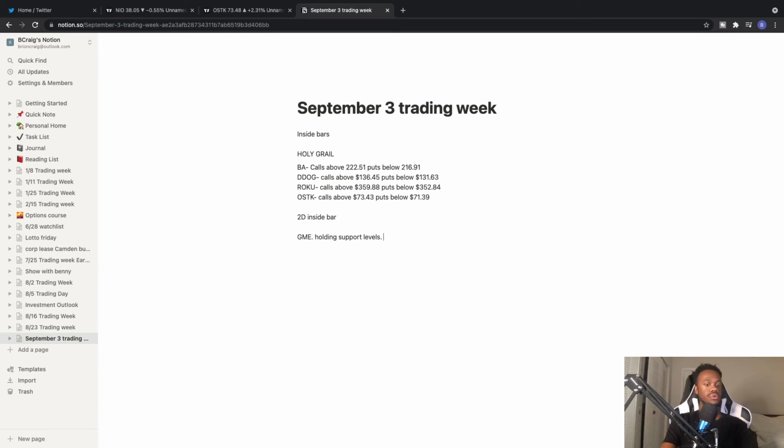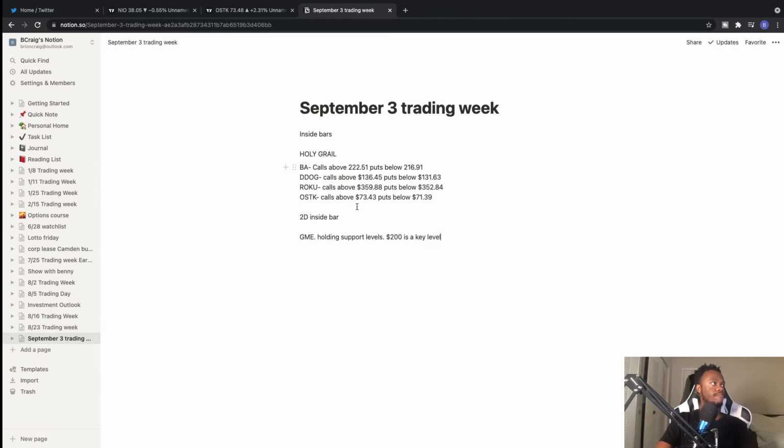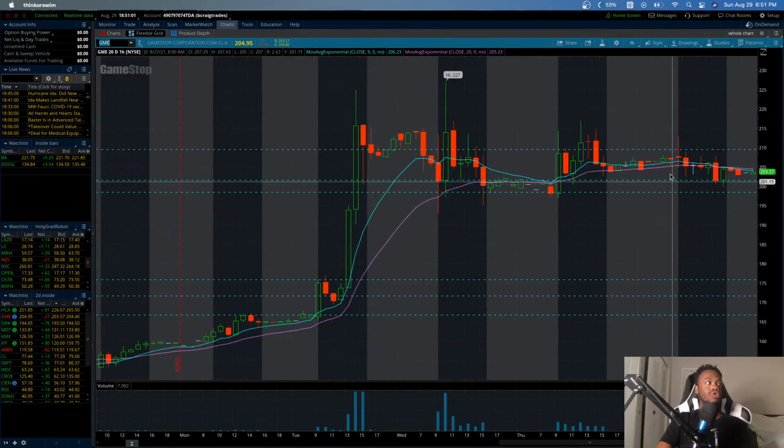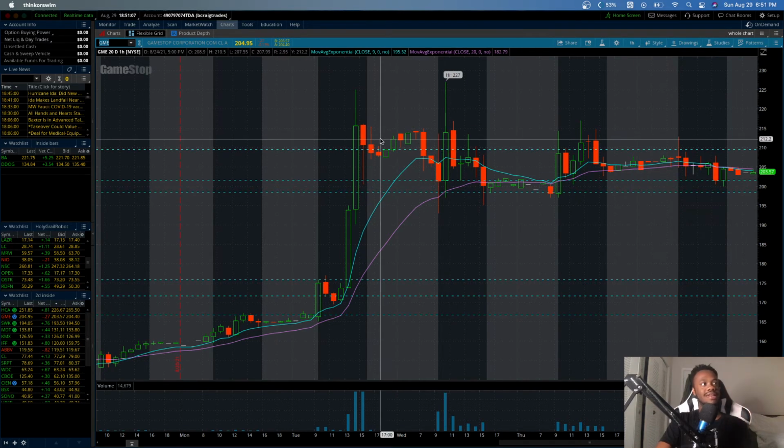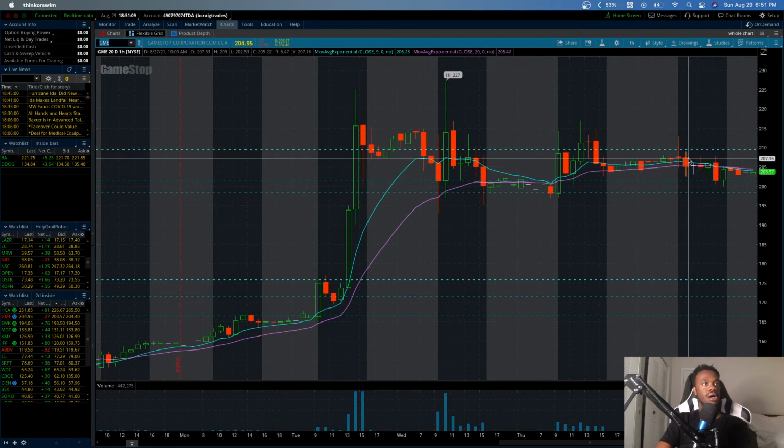Only support levels. 200 is a key level. I really don't like playing the trigger levels with these, so I'm going to use the 2-day inside bar just to be more aware. You see it's going to get higher and higher here, falling into this range. I don't know what's going to lose support or not, but it's a meme stock, so I can't really play it too well.